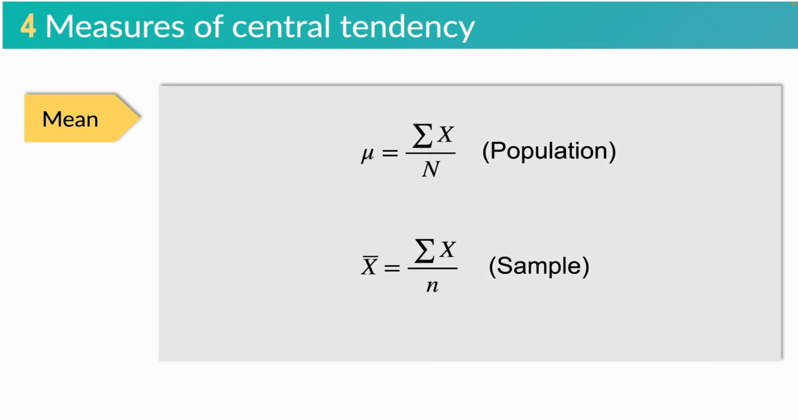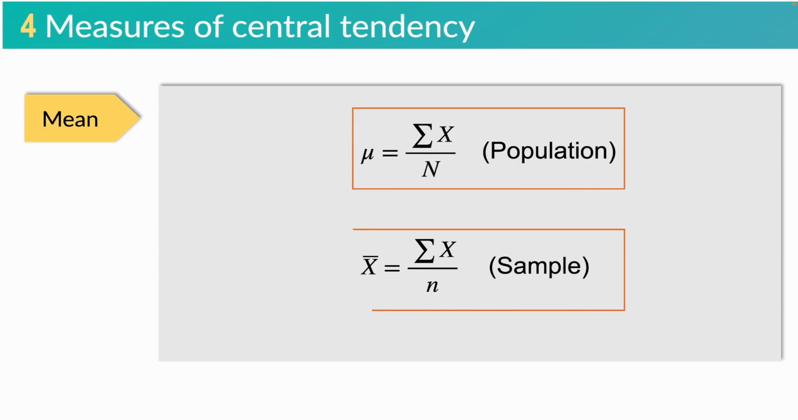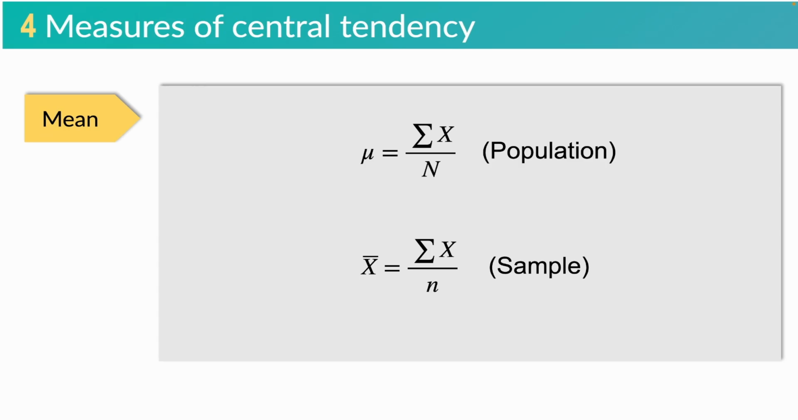The mean is calculated as the sum of all individual values in a population or a sample divided by the population size or sample size, respectively. These are the equations to calculate the mean for a population and a sample. Mu is the population mean and x bar is the sample mean. Sigma means sum of, and x is an observation value. Capital N is the population size and small n is the sample size.